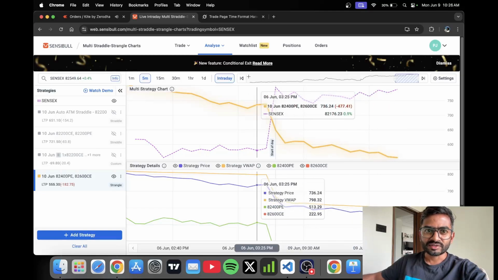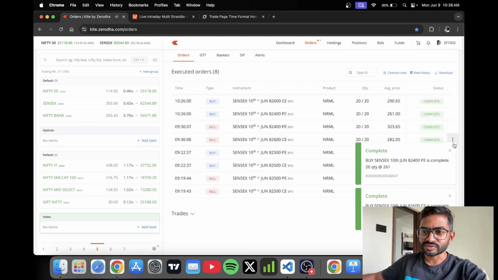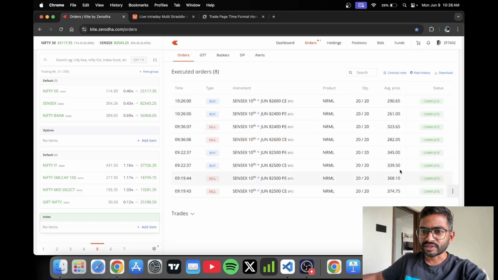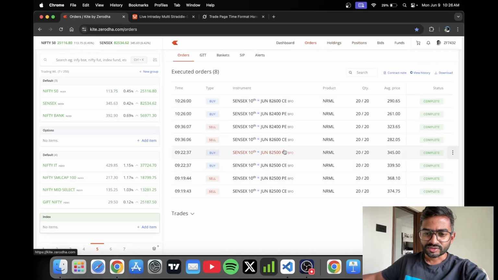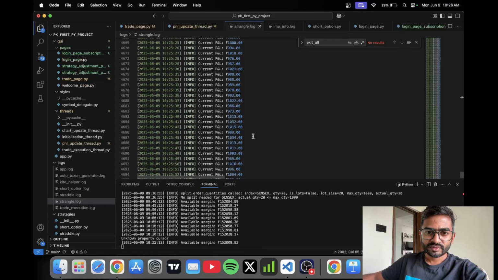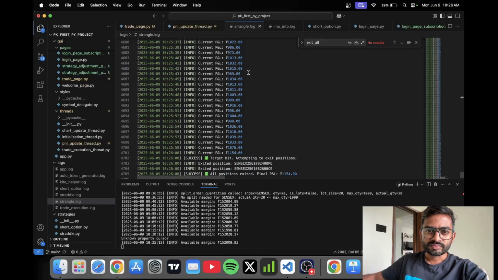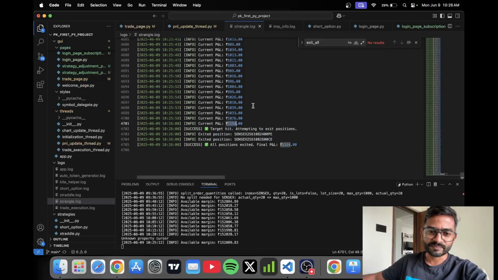See, the target is also hit now. You can see both the orders are complete now, and they are complete at 10:26, right? Both buy. So the target is hit. I'll show you in the logs as well here. At this point we switched back to the chart, but here you can see 1154, which is greater than 1140, so it exited. So all my trades are exited now.